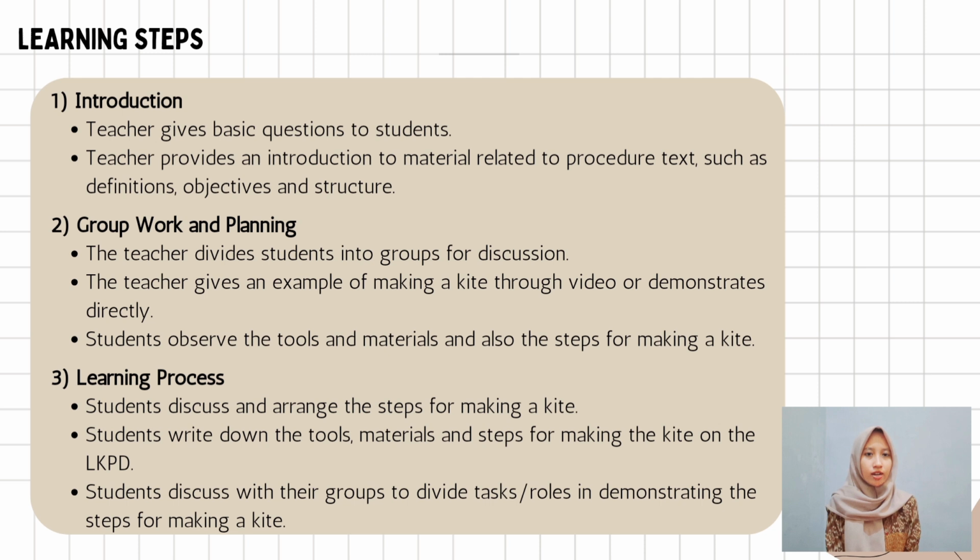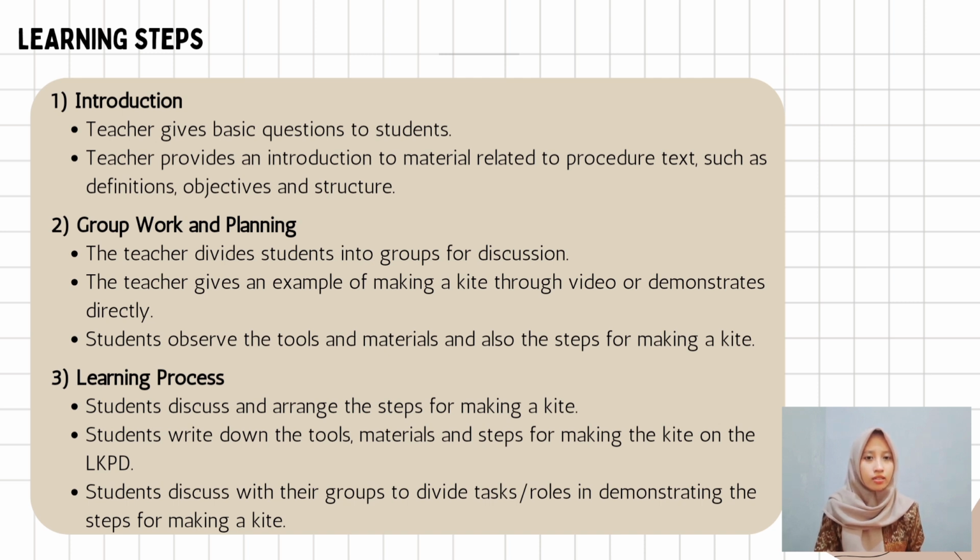The teacher divides students into groups for discussion. Then the teacher gives an example of making a kite through video or demonstrates directly. Then students observe the tools and materials and also the steps for making a kite. And the next step is learning process. Students discuss and arrange the steps for making a kite.